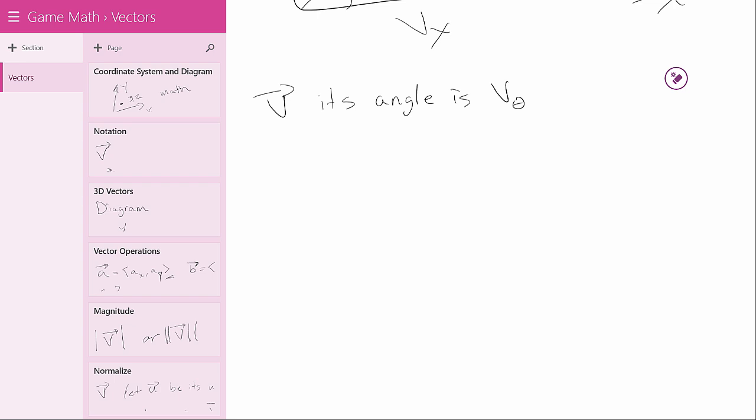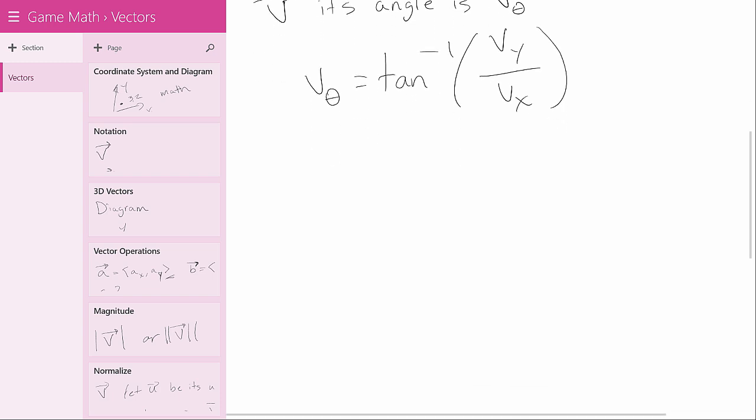And that can be determined 3 ways. For those of you that are familiar with trigonometry, you'll know where this is going. So the angle of the vector, you can use tangent, the inverse tangent, and that's Vy divided by Vx. These need to be known if you do it this way. So if you use tangent, both the x and the y component need to be known.